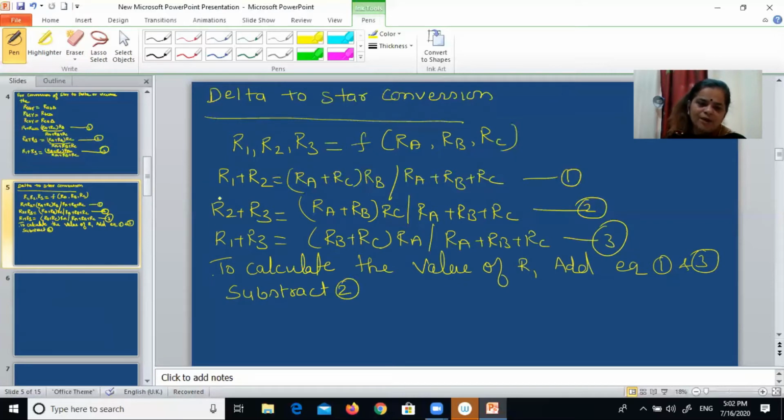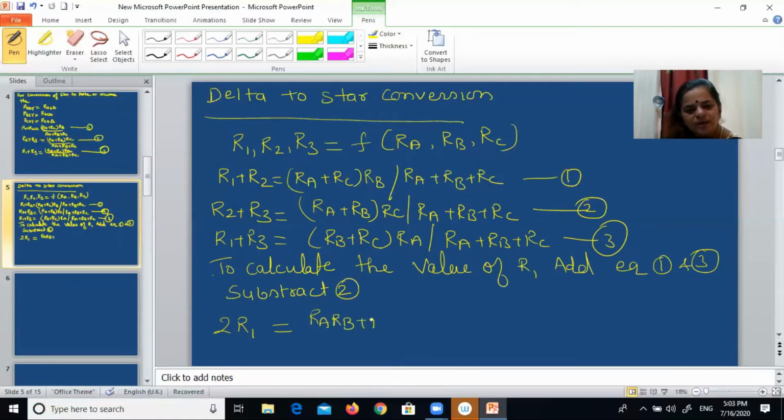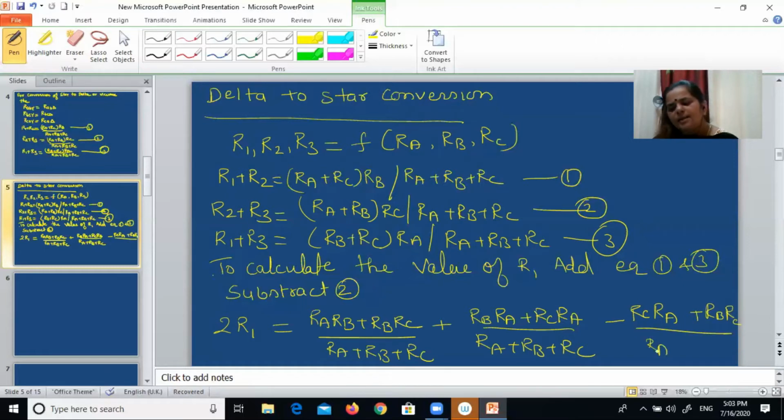So what am I going to get? If I add 1 and 3 and subtract 2, I get 2R1 plus R2 plus R3 minus R2... on the left side. On the right side, adding 1 and 3 and subtracting 2 gives RA RB plus RB RC, divided by RA plus RB plus RC, plus RB RA plus RC RA divided by RA plus RB plus RC, minus RC RA minus RB RC divided by RA plus RB plus RC. So this is the equation.